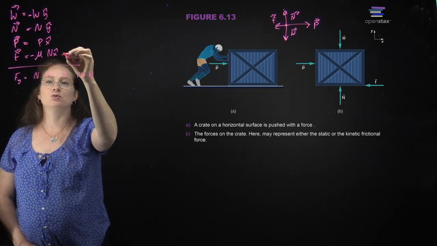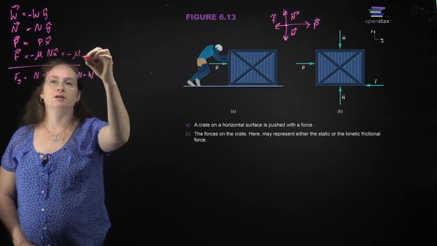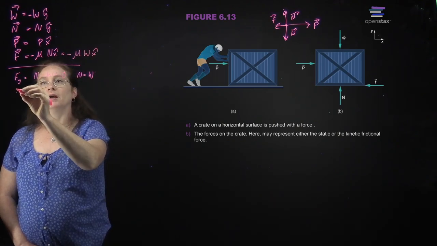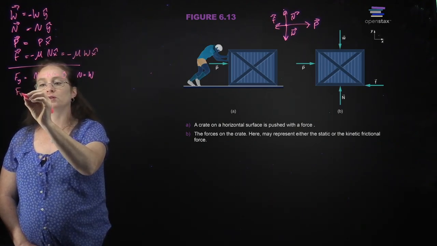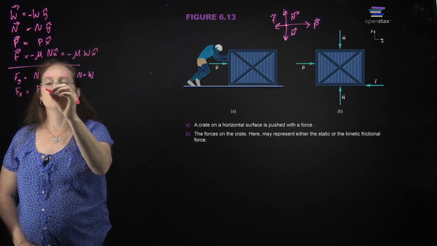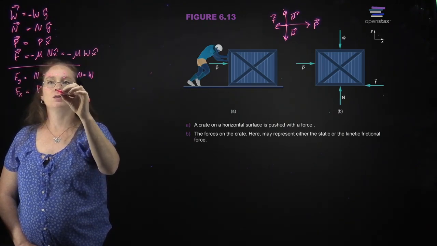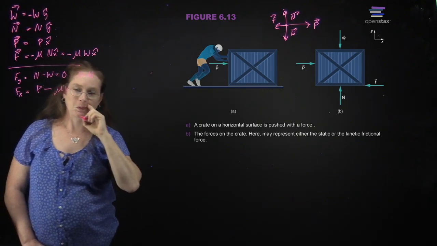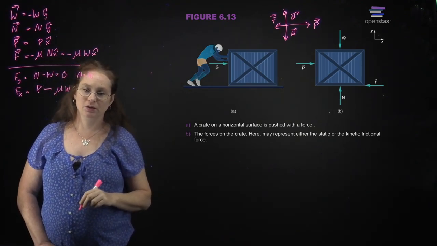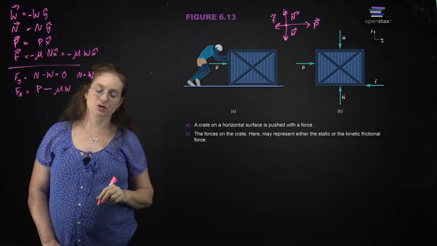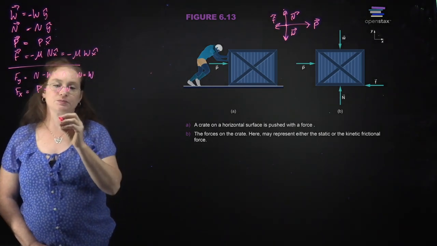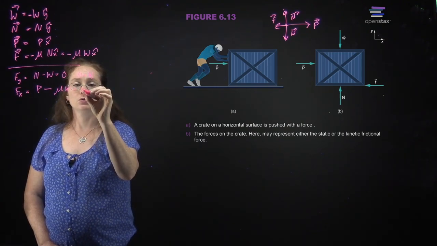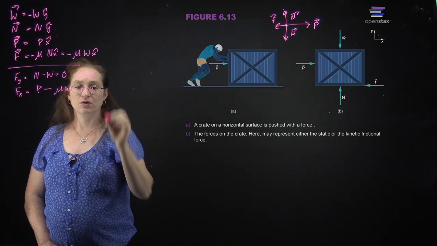That lets you plug the normal force in here. Then you get that the net force in the x direction is the force from pushing minus mu W, the coefficient of friction times the weight. And that is going to be equal to the mass times the acceleration.